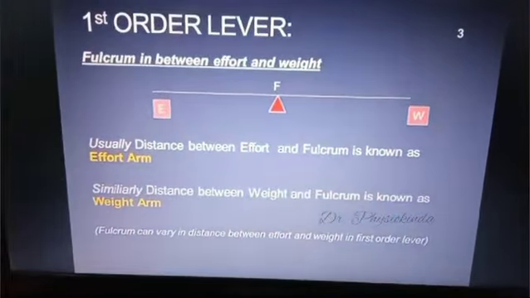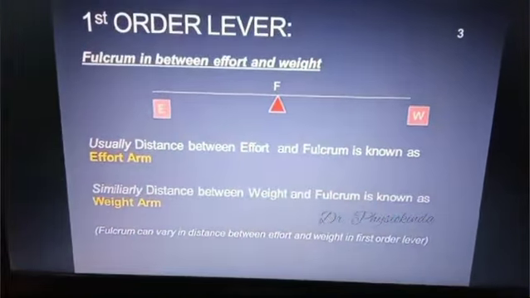In second order lever, the weight will be in between the effort and fulcrum. So here the effort arm will be longer than the weight arm. Similarly, in third order lever, the effort is in between the weight and the fulcrum. So here the weight arm will be longer than the effort arm.